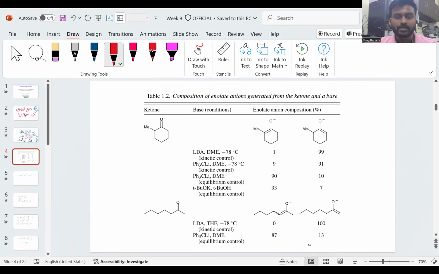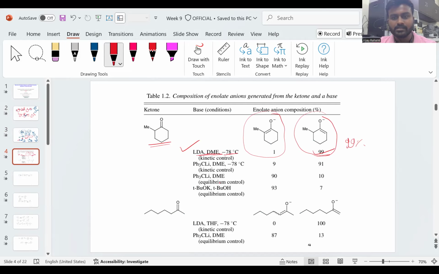If you have some starting material and look at multiple conditions, if you use a base like LDA in DME solvent at minus 70 degrees Celsius, we get the formation of this enolate only in 1%, but this enolate form is about 99%. So it is under kinetic control over thermodynamic control, right? So that's why the kinetic product forms in a more major amount.